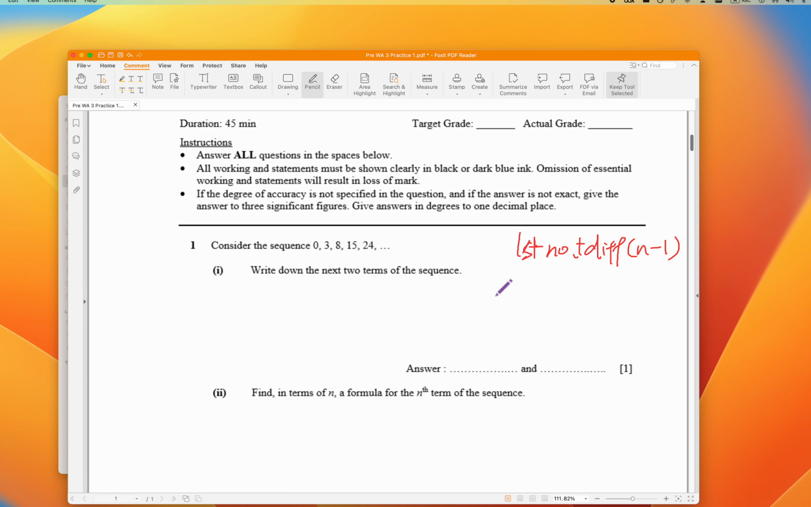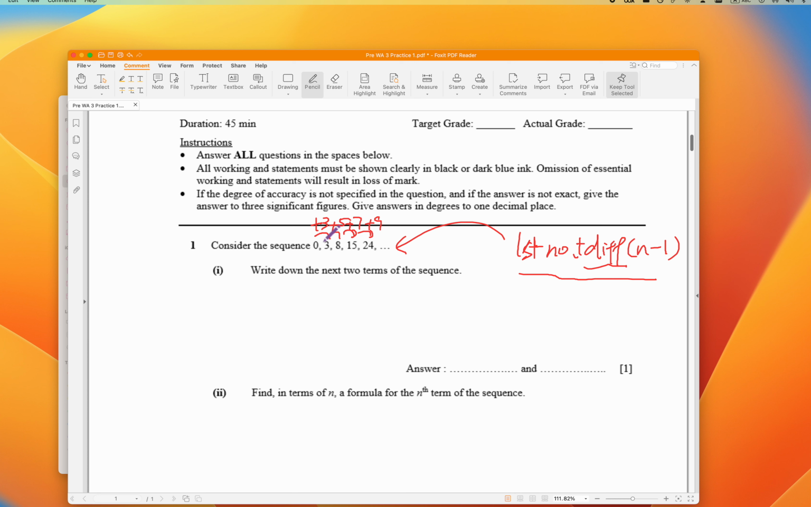In this case, you look at the difference. Over here is plus 3, then plus 5, then plus 7, then of course plus 9. So you start to see that this formula does not work for this sequence. Why? Because the difference has to be the same.